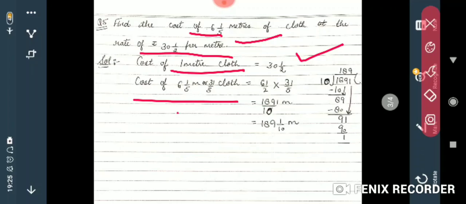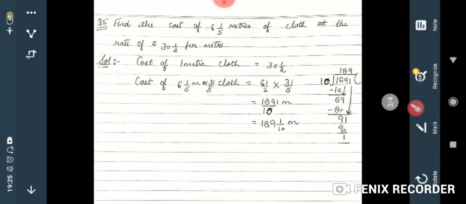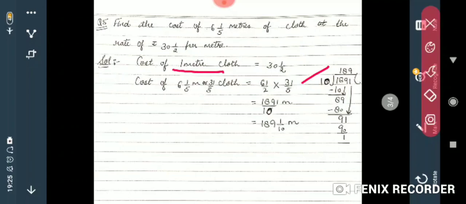So more than 1 you have to find. When you are finding anything more than 1, what you have to do? You have to multiply. So you can convert it into improper fraction. 6 5s are 30 plus 1, 31 upon 5 meter. As well as this 30 multiplied by 2 is 60 plus 1, 61 upon 2. Multiply with what? You will multiply it with 31 upon 5, because the cost of 1 meter of cloth is given, 61 by 2, and you have to find 31 upon 5 meter cloth cost. So 61 upon 2 multiply 31 upon 5.